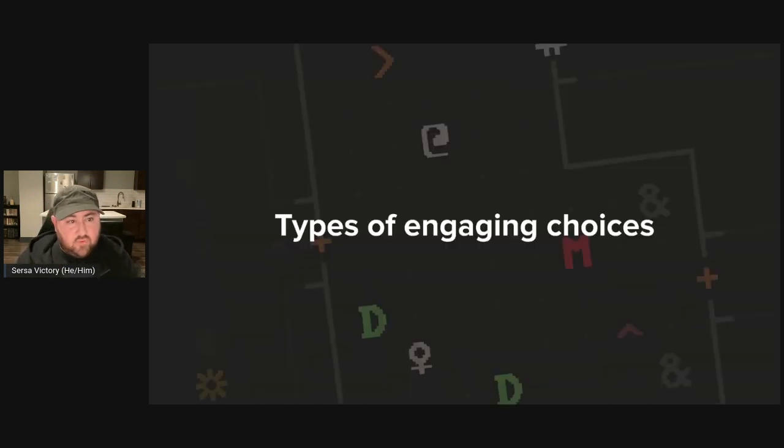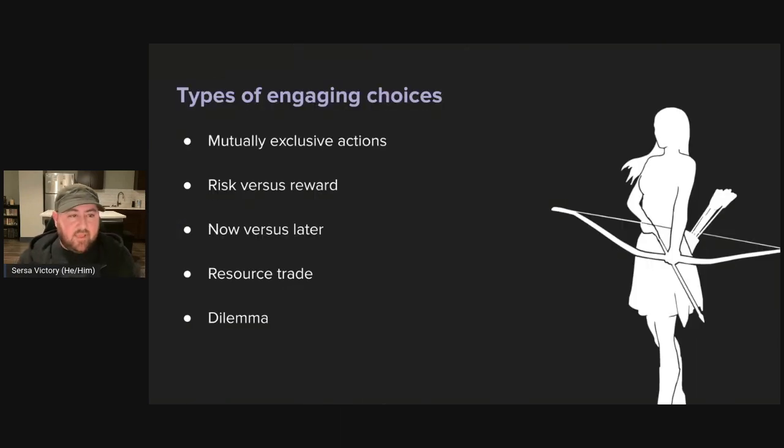Now that I've given you an overview of how choosing leads to fun and drama for players, I want to get into the meat of this talk, the types of engaging choices in games. In this section, I'll describe five different types of engaging choices: mutually exclusive actions, risk versus reward, now versus later, resource trade, and dilemma. I'll illustrate each choice type by drawing on examples from popular traditional roguelikes.